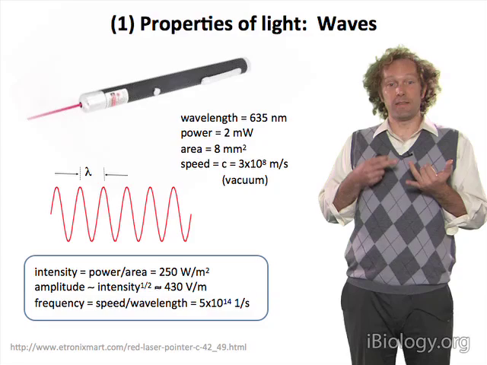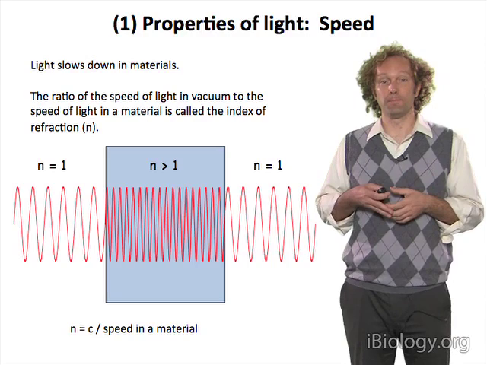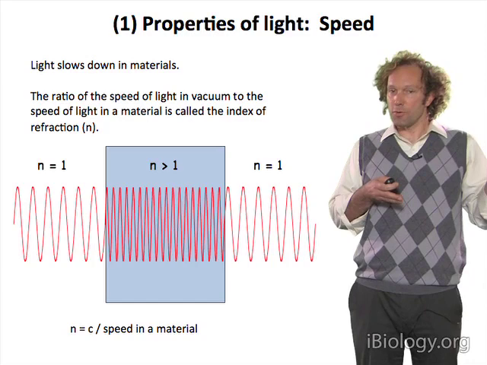Now what happens when that light interfaces with another material? So the speed of light in vacuum is a fixed and well-known number. And as soon as you pass light through other materials, it turns out that light slows down.